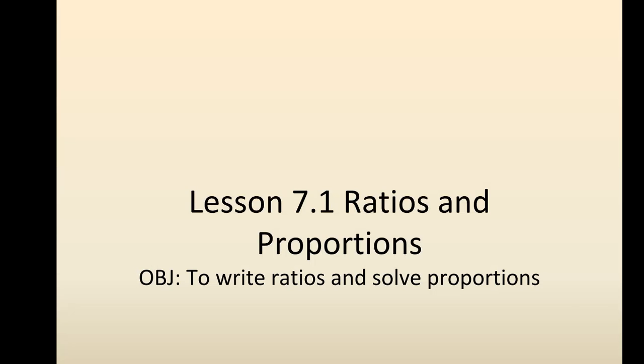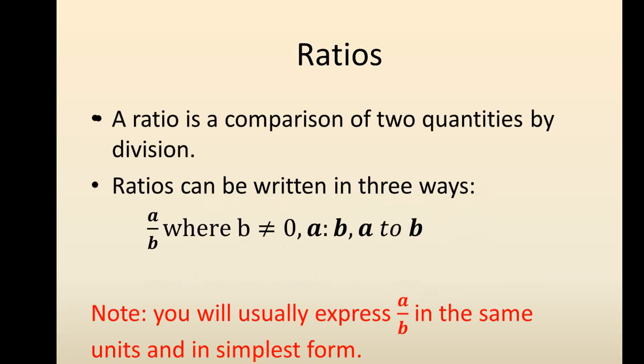Let's take a look at lesson 7.1, ratios and proportions. So what is a ratio? A ratio is a comparison of two quantities by division. So it's a fraction. Ratios can be written in three ways. You can write it as a fraction, as long as b is not 0. You can write it using a colon, a colon b, and using words, a to b.